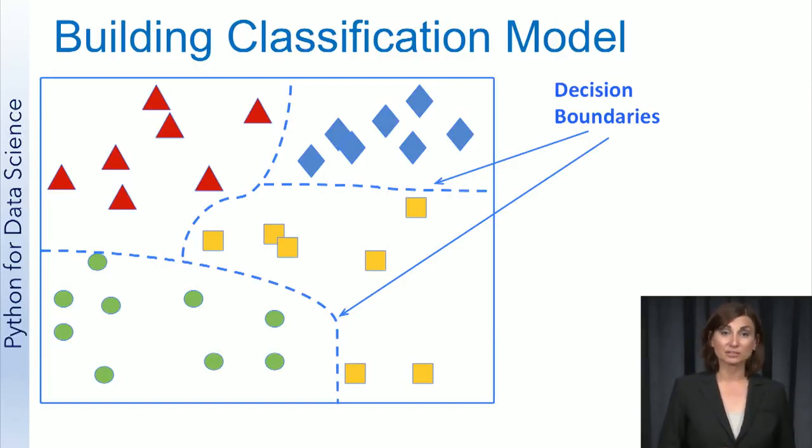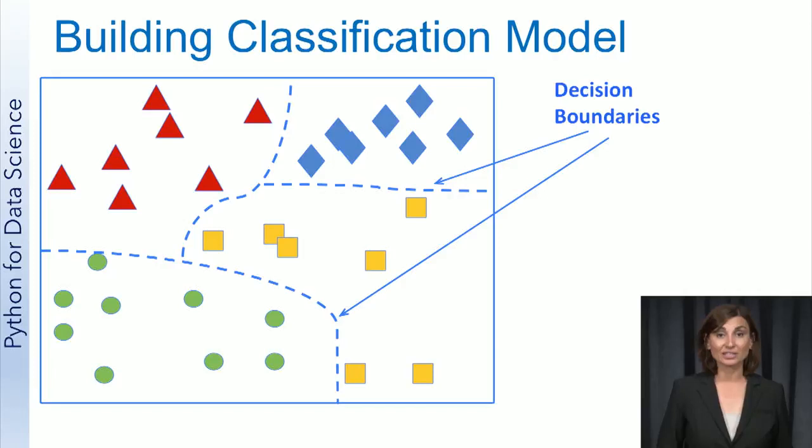In this diagram, for example, the classification model needs to form the boundaries to define the regions separating red triangles from blue diamonds, from green circles, from yellow squares. In this example, if a sample falls within the region in the upper right corner, it will be classified as a blue diamond. Classification decisions are based on these regions, and the regions are defined by the boundaries, as indicated by the dashed lines in this diagram. Thus, these boundaries are referred to as decision boundaries.